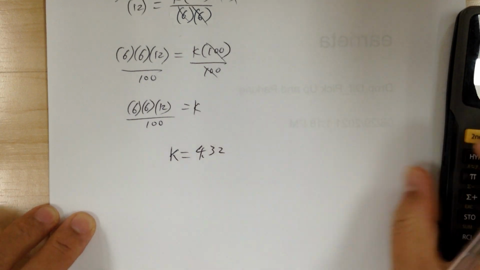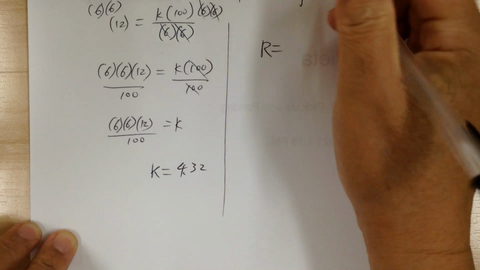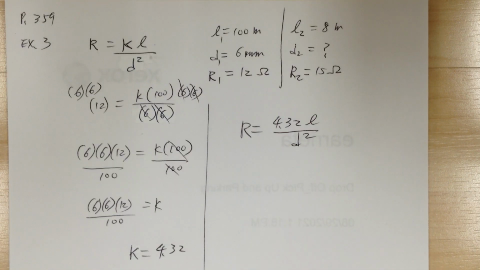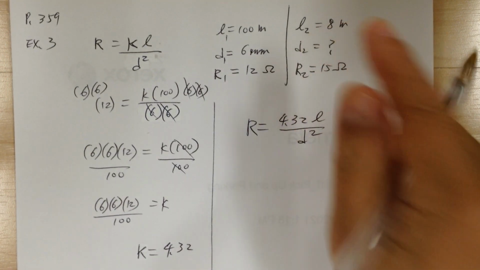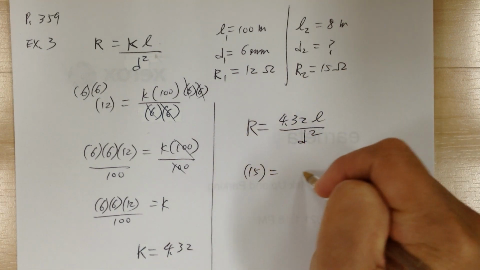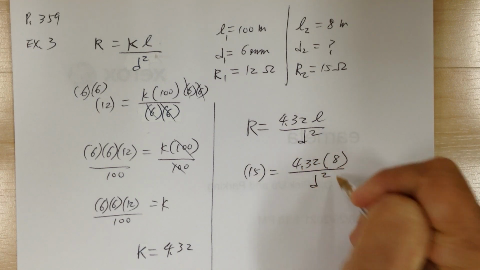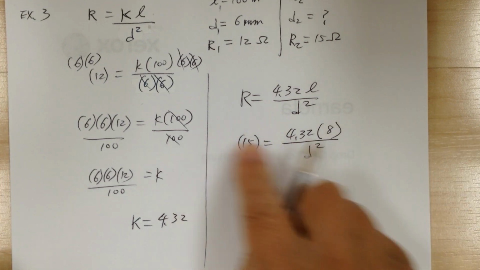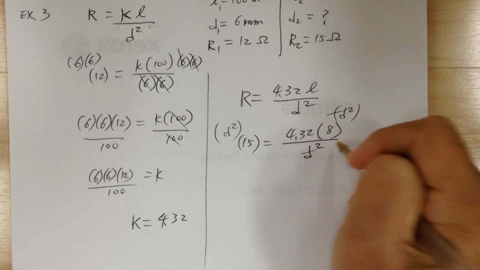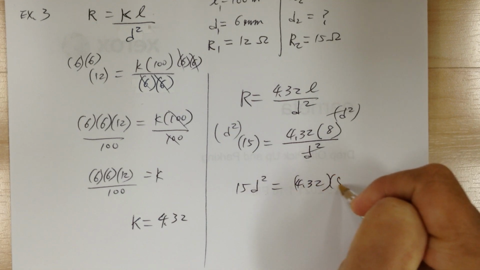Okay, so once you find that, let's go ahead and get the updated equation. So 4.32 L over D squared. Now we can use that to solve. So let's substitute everything in here. So R is 15 equal to 4.32 times 8 over D squared. I'm going to cross multiply or multiply by common denominator either way, so that this cancels out. So I got 15D squared equal to 4.32 times 8.